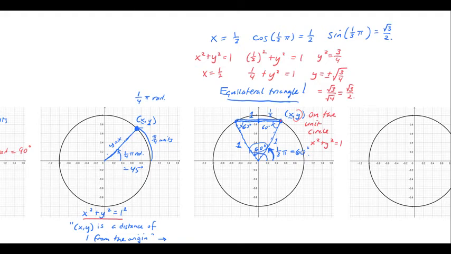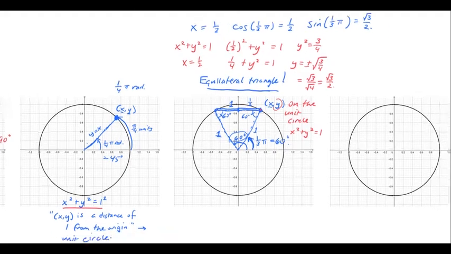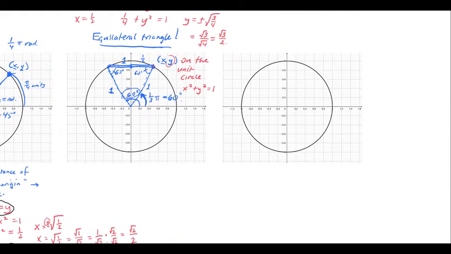All right, let's do one more. What if I draw an angle whose measure is 1/6 of pi? So now I'm just going 1/6 of the way around this upper semicircle here. So that's 1/6 of pi.